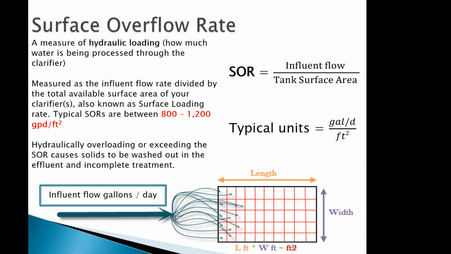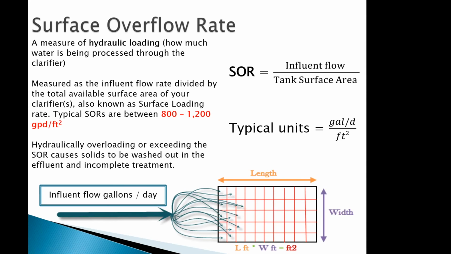So this is always one of those points where I want to stop and remind you that this is the top surface area. This is the area you would see if you were looking at Google Maps, right? It's the overhead view. Surface overflow rate has nothing to do with the depth of the tank. This tank could be 1 foot deep or it could be 100 feet deep, and it wouldn't matter. The surface overflow rate would be the same calculation, okay? So just keep that in mind. Make sure you're using the right area. The units of surface overflow rate typically are going to be measured in gallons per day per square foot, okay?